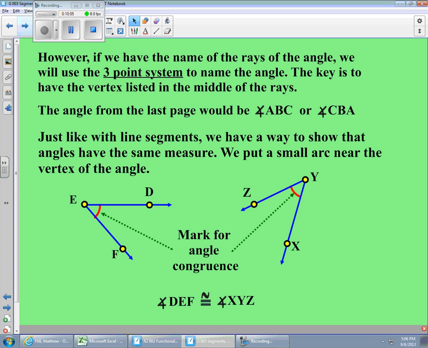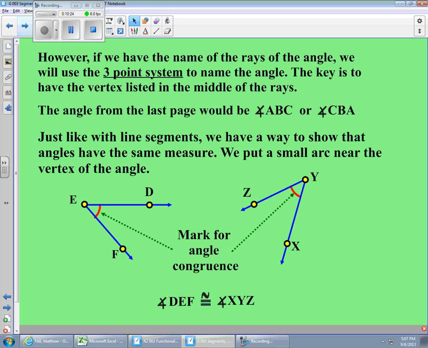We may not know what the measurements actually are, but whatever those measurements are, they are the same for both of the angles. So in this case, the statement that could be made right down at the bottom of the screen is pronounced angle DEF is congruent to angle XYZ.